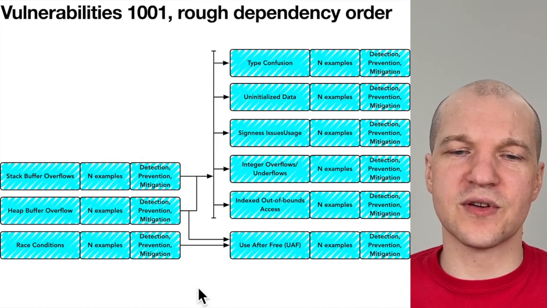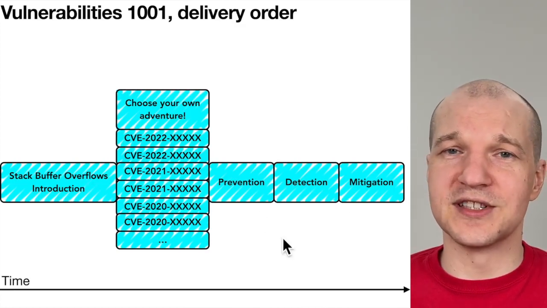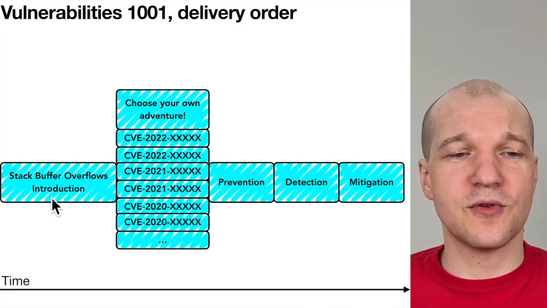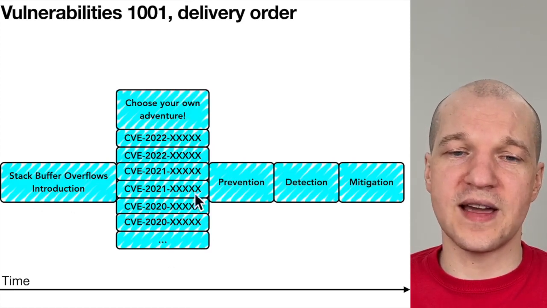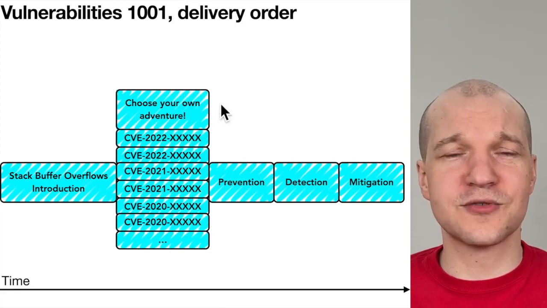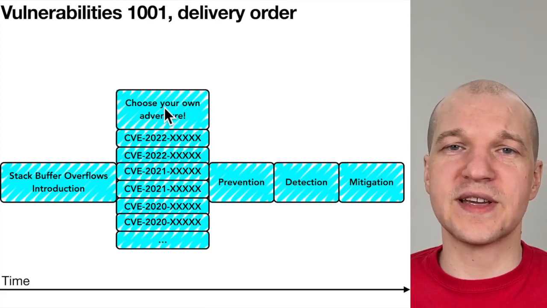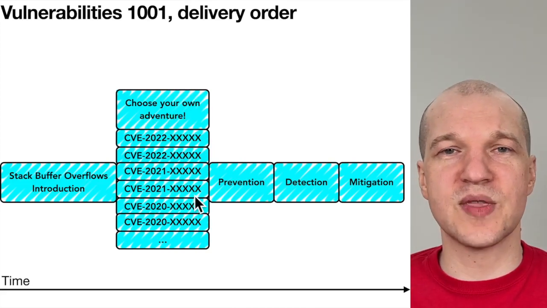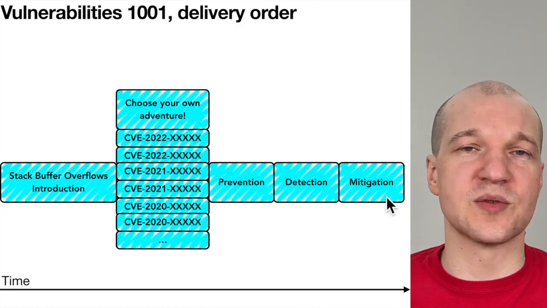So this is kind of the rough dependency ordering, but from an actual time perspective, you have to linearize that in some sense. So for instance, we start with stack buffer overflows. Then we provide options. You've got options, choose your own adventure. And so we are going to write up a whole bunch of different vulnerabilities, and then you, the developer, get to choose which vulnerabilities seem the most relevant to you, before then going into common material on prevention, detection, mitigation.